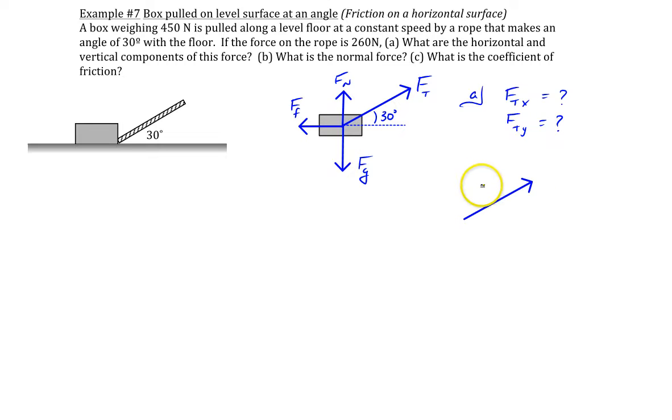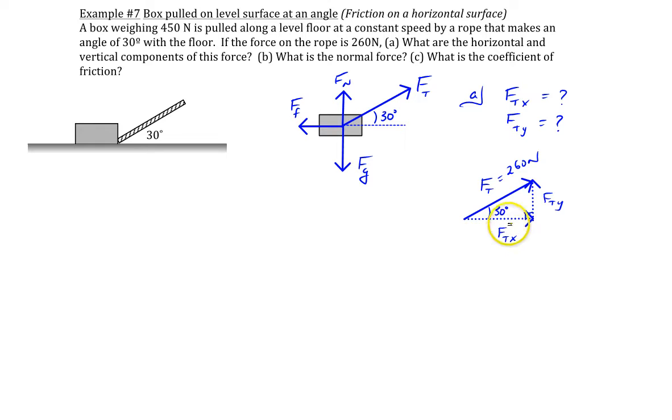So there is our tension right here. And then we're going to show the x component now. We'll label that as F sub tx. And there's the y component, but I want to make a triangle out of that, so I'm going to move that over here. So there's F sub ty, and this is at a right angle of these two components. And this angle over here is 30 degrees. All right, now we know that this rope is pulling with a force of 260 newtons.